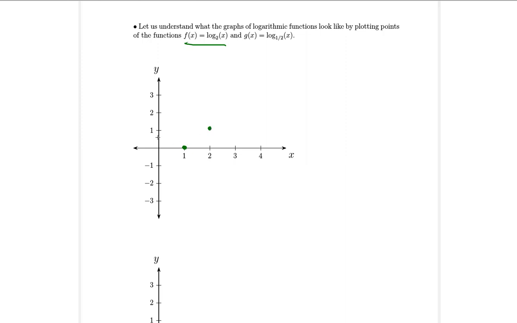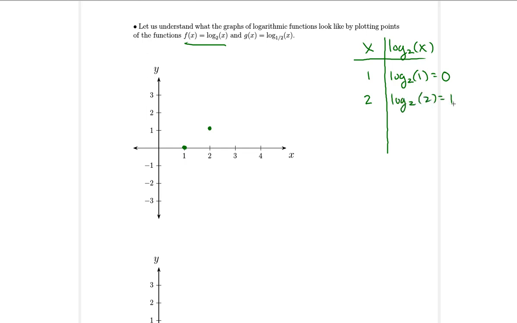the graph. Now, since this is the first one that we're doing, it might be not a terrible idea to go ahead and make a table. All right, so we just put in x equals 1, the log base 2 of 1. We know that's equal to 0. The log base 2 of 2 we know is equal to 1.